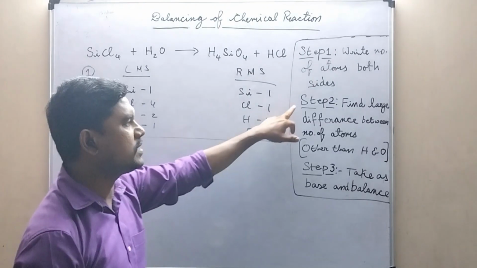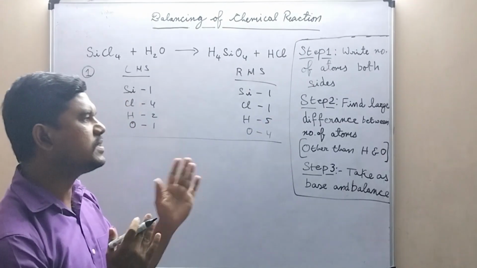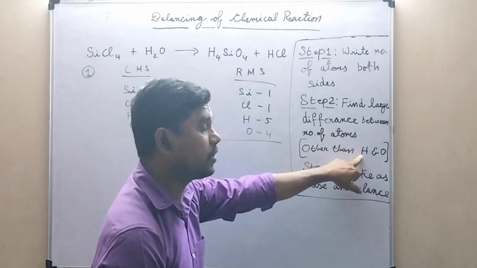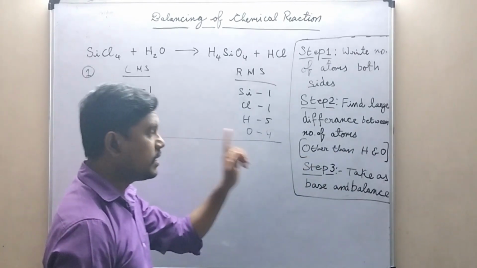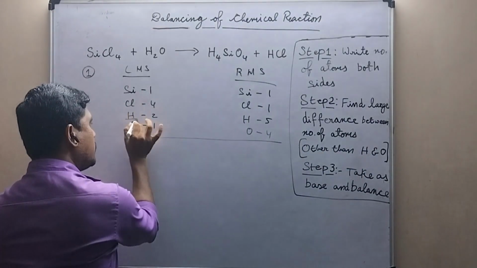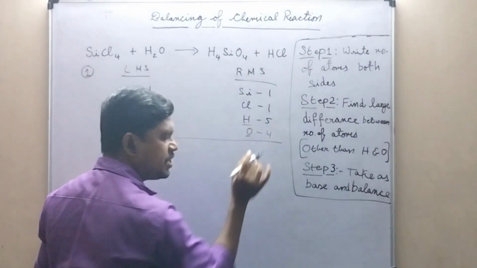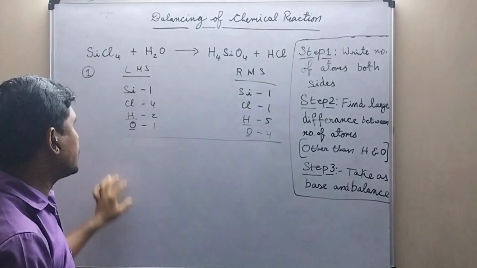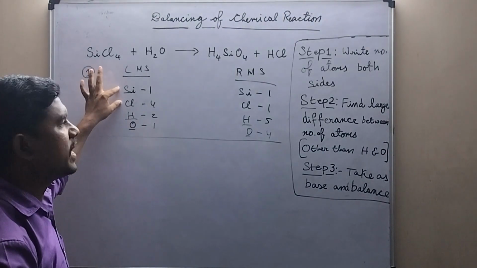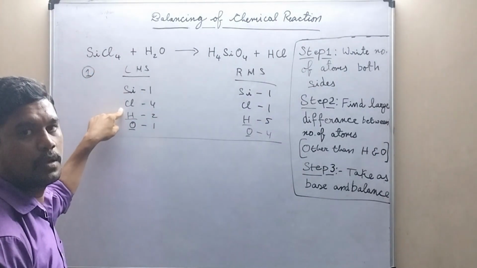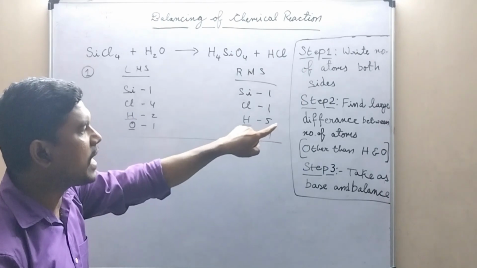Now come to the next one, step number 2. Find the large difference between the number of atoms other than hydrogen and oxygen. I repeat again, other than hydrogen and oxygen. Don't consider hydrogen and oxygen initially when you balance the reaction. So take the remaining atoms. What are the remaining atoms here? Silicon and chlorine. So we find the large difference.